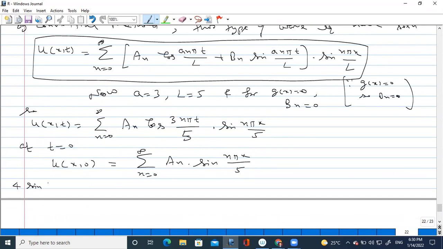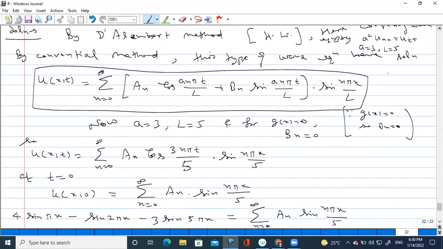4 sin pi x minus sin 2 pi x minus 3 sin 5 pi x will be equal to summation n equal to 0 to infinity an sin(n pi x by 5). Okay. So first note down this page, then we will go.